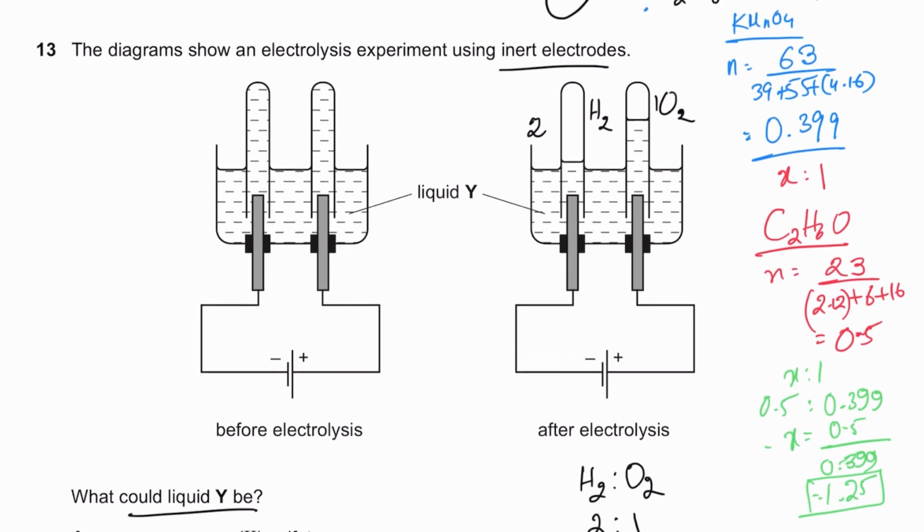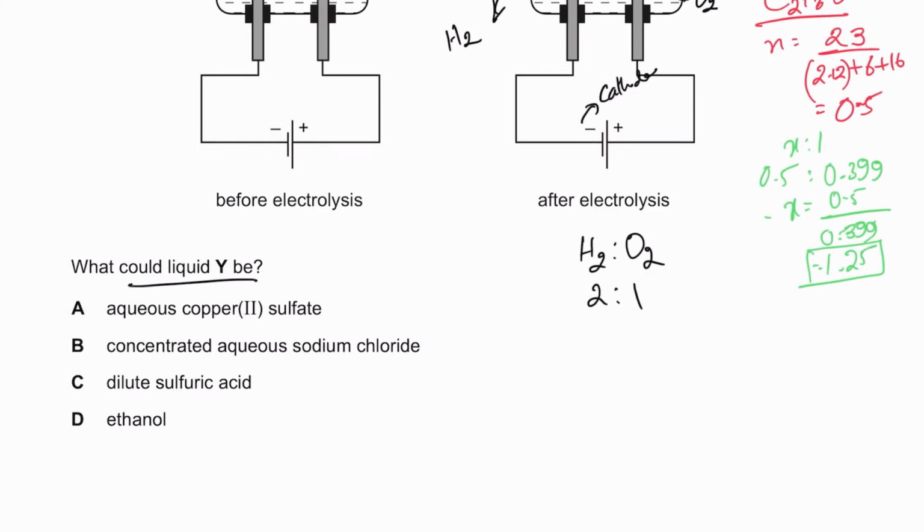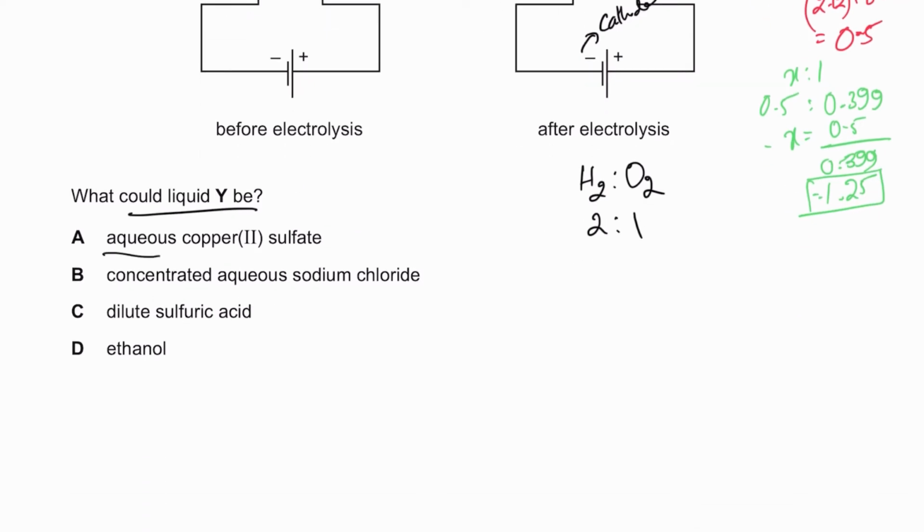So that means in the negative electrode over here, the negative electrode or the cathode, we must have hydrogen discharged, and over here we must have oxygen discharged. So let's take a look at the reactants. Aqueous copper(II) sulfate. So at the cathode, for aqueous copper(II) sulfate, you're going to have copper, and at the anode, we're going to have oxygen gas.